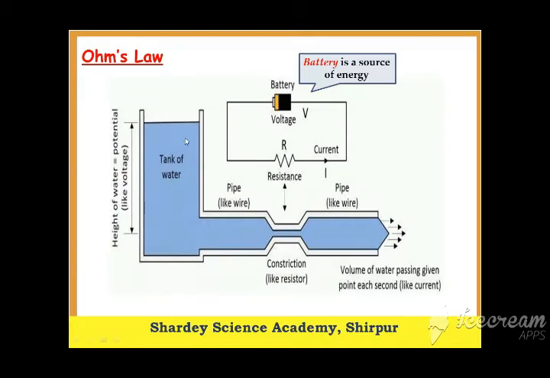As the water tank has a certain potential, this potential is denoted by the battery. If water is flowing through the pipe, the battery and resistance are connected with the wire. Similarly, if we complete the closed circuit, current flows through the circuit, and the resistance offered is called the opposition to current.